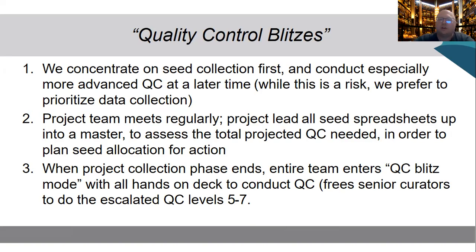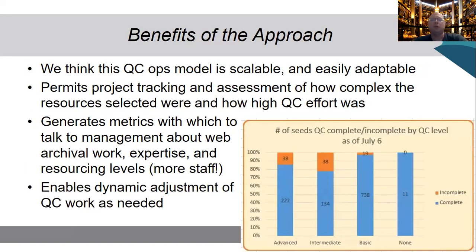When the project collection phase ends, when acquisition ends, the entire team will then switch from acquisition to quality control, and we enter what we call a blitz. All hands will be on deck to perform quality control, which frees the more senior resources and curators to also work on quality control. We think this model is very scalable and easily adaptable.